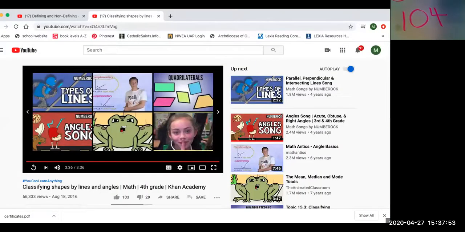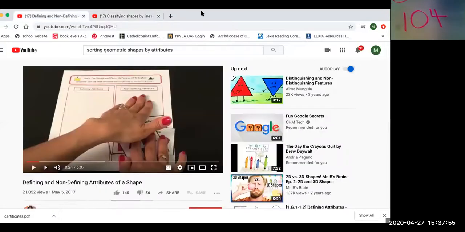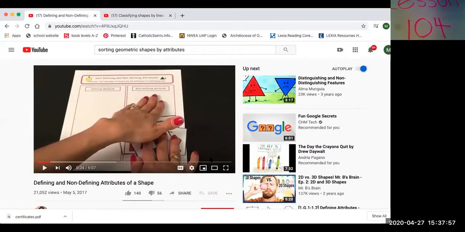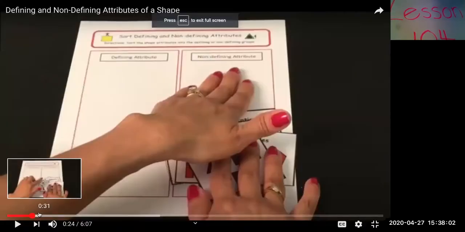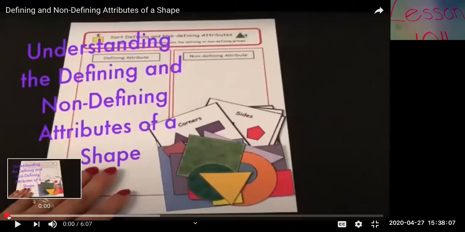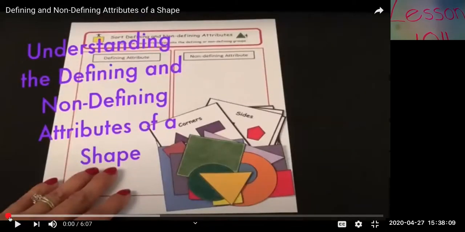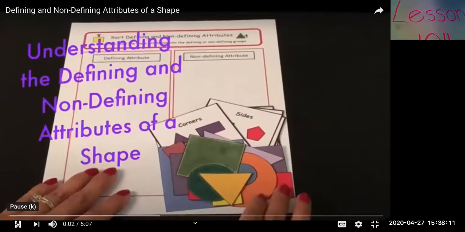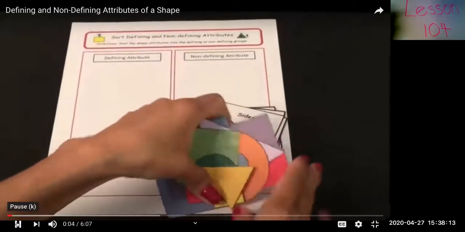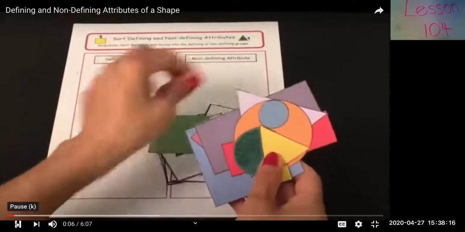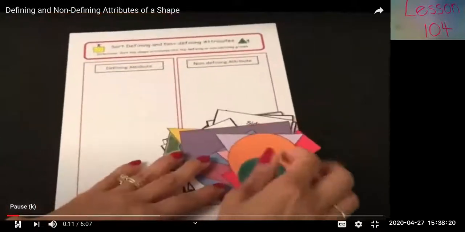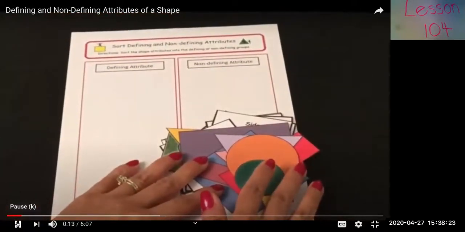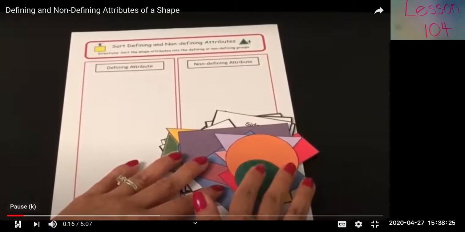All right, let's look at this one. Thanks for joining me today. I'm sure by now you already know your shapes. You already know the square and the circle and the triangle and the rectangle. But what you may not know is that shapes have special attributes. And that's what we're going to talk about today.